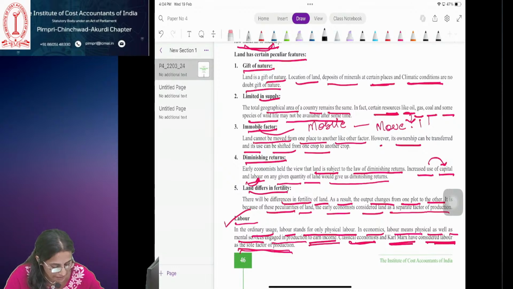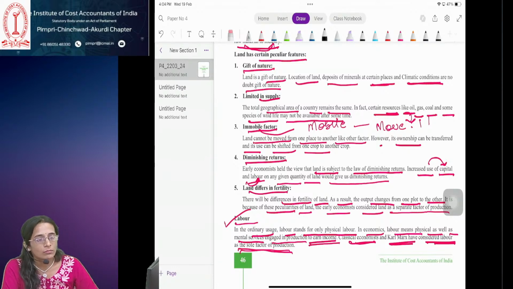Early economists held the view that land is subject to the law of diminishing returns. Increased use of capital and labor on a given quantity of land would give diminishing returns, right? Everyone is clear with the example: if we have 1 acre of land and we increase the number of laborers from 5 to 12, logically, when the number of laborers at the start goes on increasing, the rice production will increase. But later, when the laborers go to 15, the production of rice will not increase much. Our cost will increase, right? So the returns on that land will go on decreasing, right?